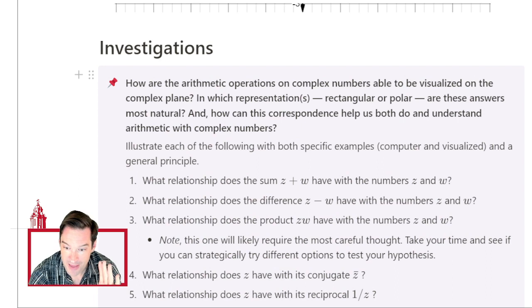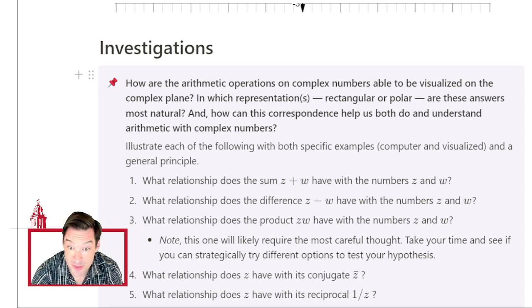So main question, how are the arithmetic operations able to be visualized? In which representations are these answers the most natural? So we have rectangular coordinate representations. We also have polar coordinate representations. Some operations are easier to understand in one of those systems versus the other. And finally, how does this correspondence help us to understand and do arithmetic with complex numbers in both directions?